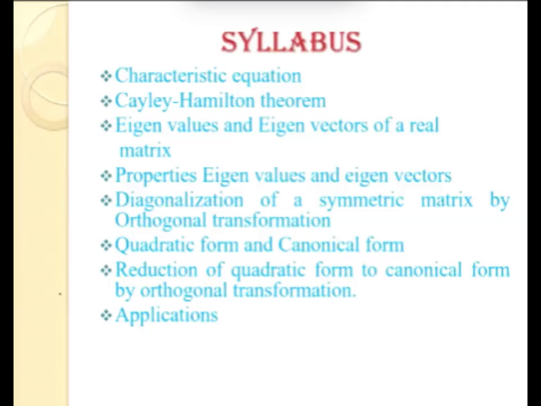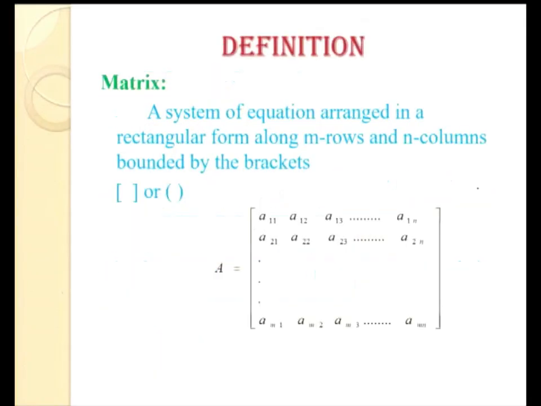Now, the definition of a matrix. First let us discuss the definition of a matrix. A matrix is nothing but a rectangular arrangement of numbers or functions, and as you know, a rectangular arrangement is going to have rows and columns. Here the order of the matrix is denoted by m cross n, meaning that there are m rows and n columns.